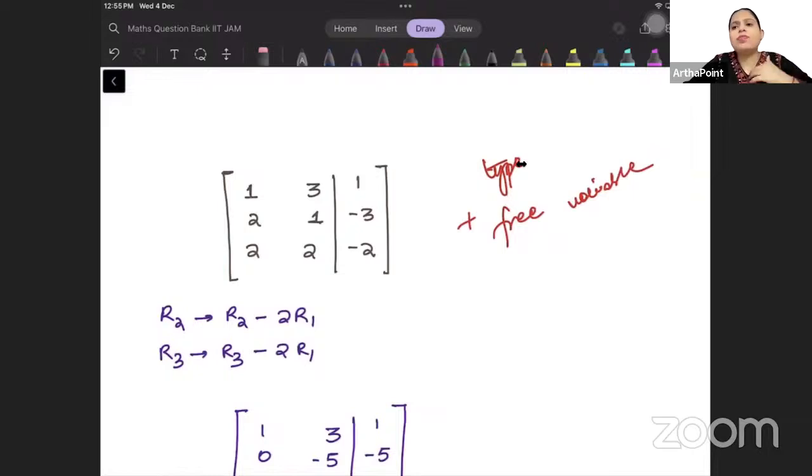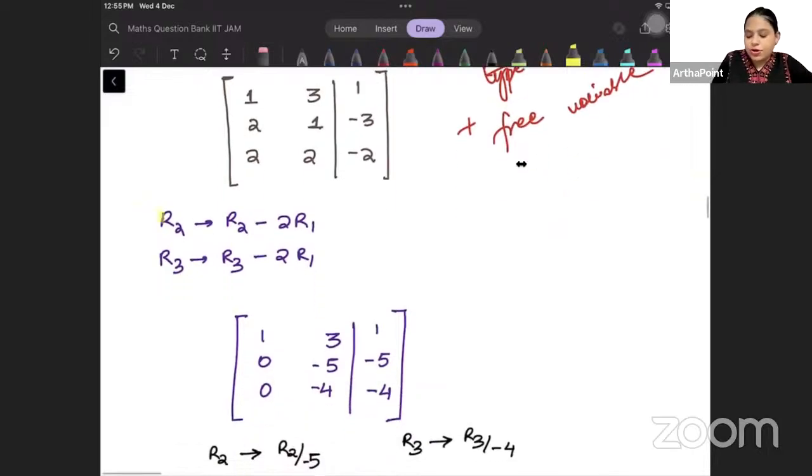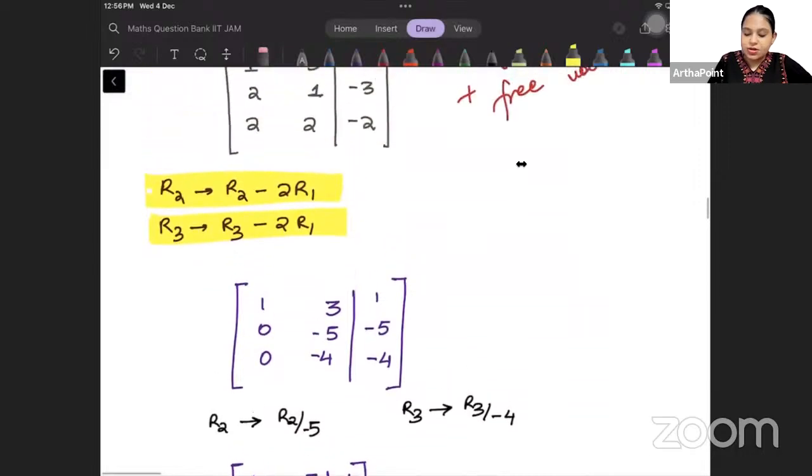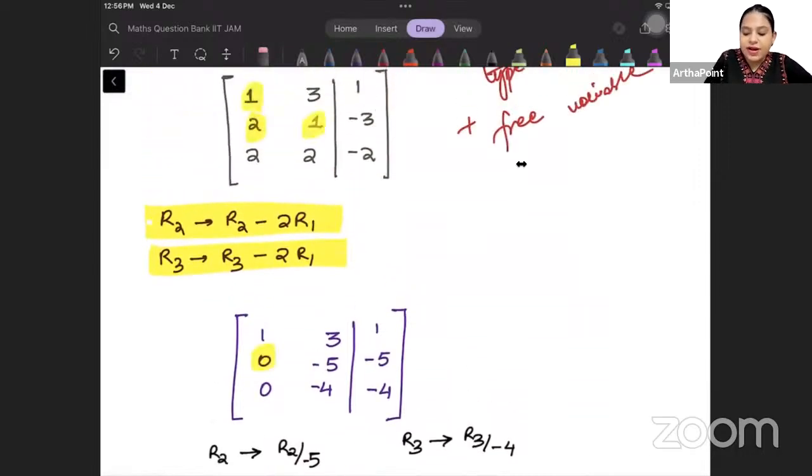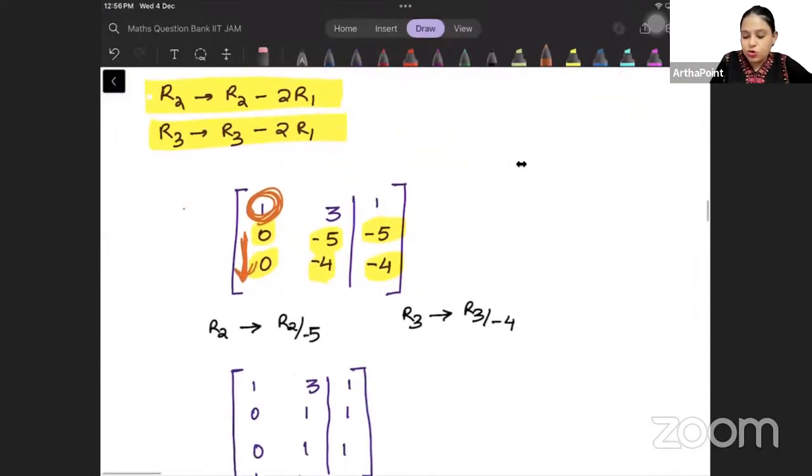So what I can do is some operations, right? I do this operation that R2 goes to R2 minus 2R1, and R3 goes to R3 minus 2R1. So 2 minus 2 becomes 0, 1 minus 6 becomes minus 5, minus 3 minus 2 becomes minus 5, 2 minus 2 becomes 0, 2 minus 6 becomes minus 4, minus 2 minus 2 becomes minus 4. I have performed this operation. Now you notice I am getting a 1 here. Everything below this is 0. Okay, this row is sorted.